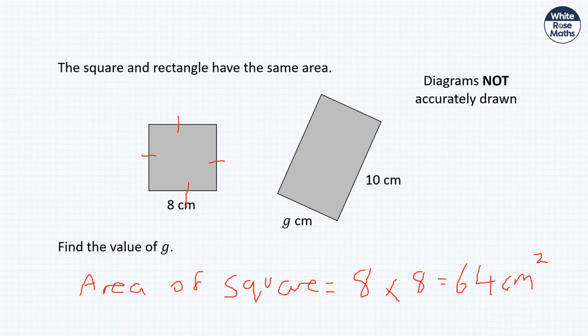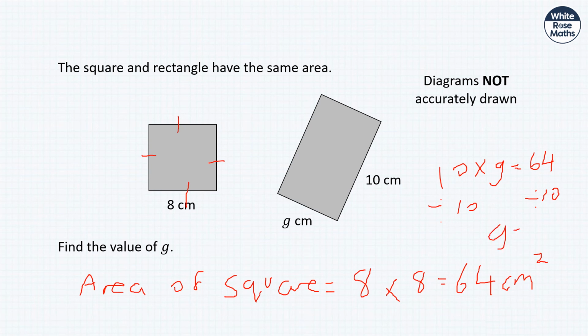Now, it has the same area as the rectangle. So therefore, I can say that 10 times g, or g times 10, is equal to 64, because the area of the rectangle is length times width, or base times height. So dividing both sides of my equation by 10, we get that g is equal to 64 tenths.